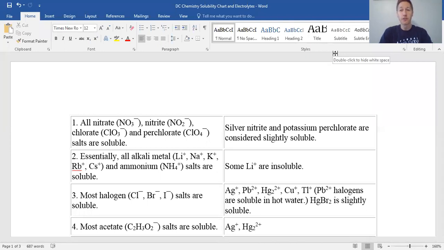In this video, I'm going to talk about two things. First, I'm going to talk about the solubility table and talk about solubility in general. Second, I'm going to talk about electrolytes. So first off, the solubility chart.